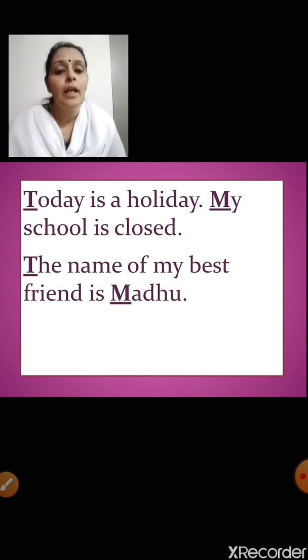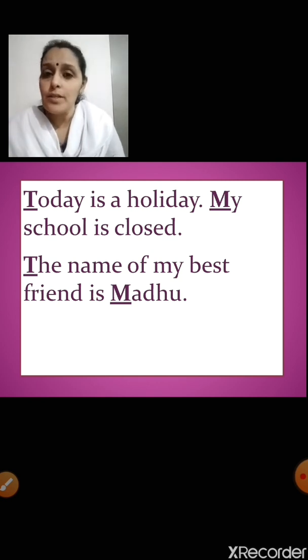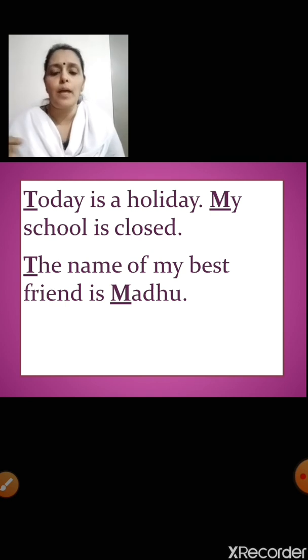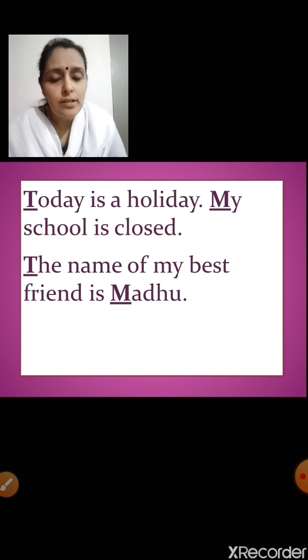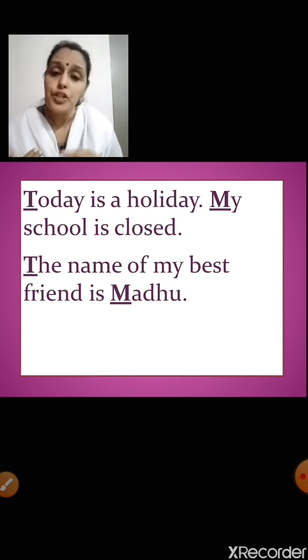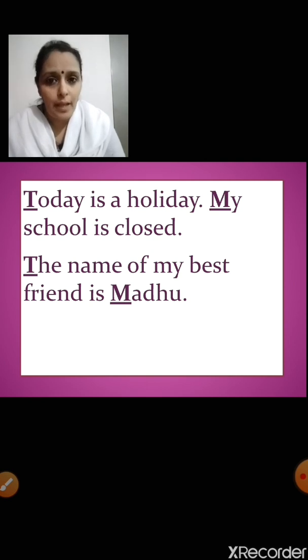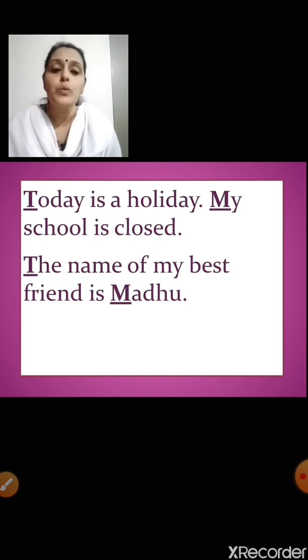Let's see some more examples. The name of my best friend is Madhu. Now, T is capital here, beginning of a sentence, but M is also capital, right? So why is M written in capital? Because Madhu is the name of a person. So it is a special name, right? Special name of a person. So we write the beginning of a sentence in capital. We also write special names in capital, right? So the sentence always begins with a capital letter, and special names also begin with a capital letter, right? So we learned two things. Now let's see one more.